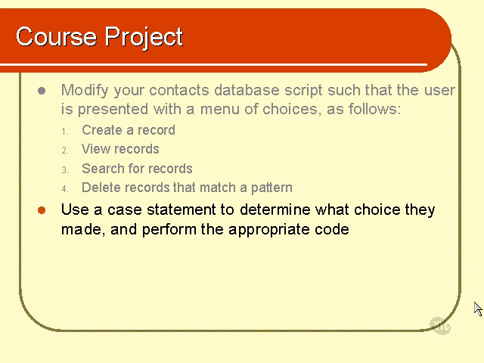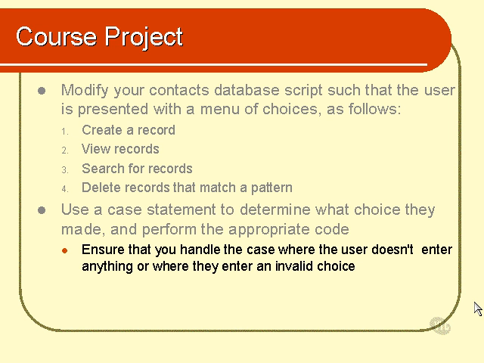Now, we're going to use a case statement to do this, to determine actually what choice they made. And I'd like that to be numeric. So if they enter the number 1 on the keyboard, then you will go and do the create record code. If they enter a number 2, then you'll do view records and so on. And of course, you have to make sure that you handle the case where they don't enter anything at all or some other value that's not a number.